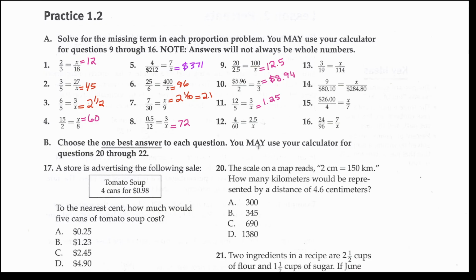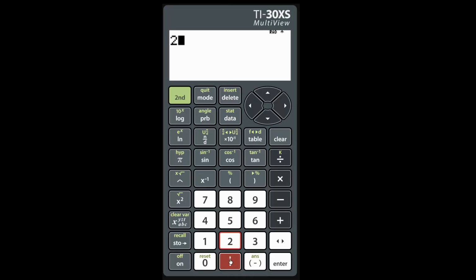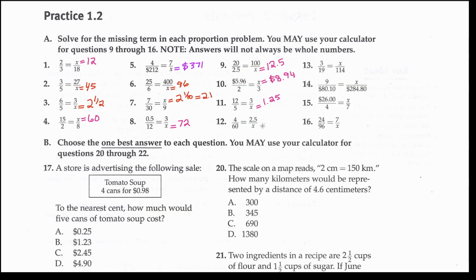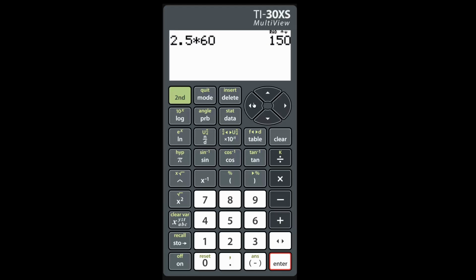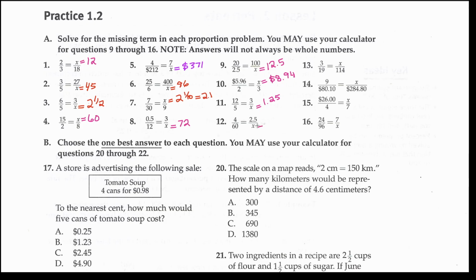Number 12. Again, I see no dollar sign. So I multiply 2.5 times 60. 2.5 multiplied by 60. Enter. I have 150. So 150 divided by 4. Okay, you see 4. Divide by 4. Enter. So I have 37.5. X equals 37.5.